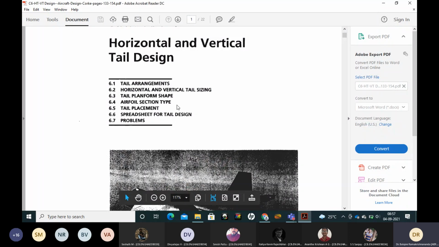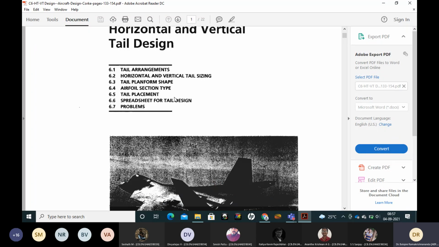So, after you do that, just like wing area, you get the area of the tail. Then you proceed just like wing design to get the tail planform shape, like what is the shape of the airfoil for the vertical tail and horizontal tails. Okay, and that's all. Then you have to look at the tail placement.